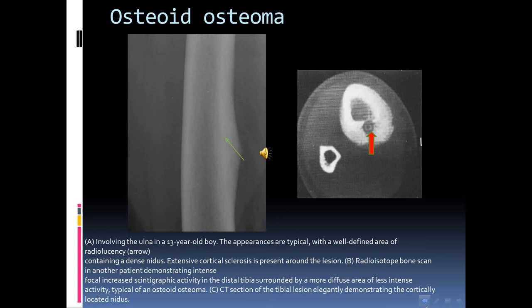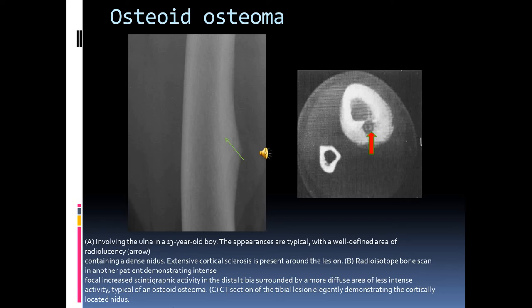Other examples for osteoid osteoma: you can see in the left image only sclerosis in the cortex, just marked by the green arrow. Here, this type of osteoid osteoma is sclerotic. Once we do a CT scan, it will show us more details.